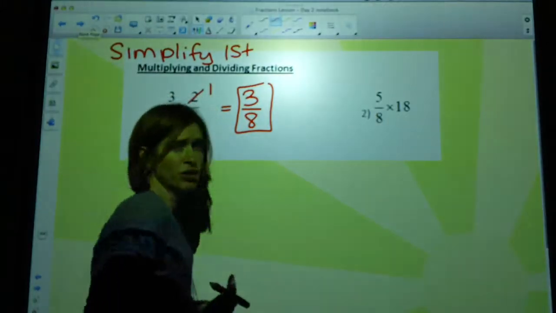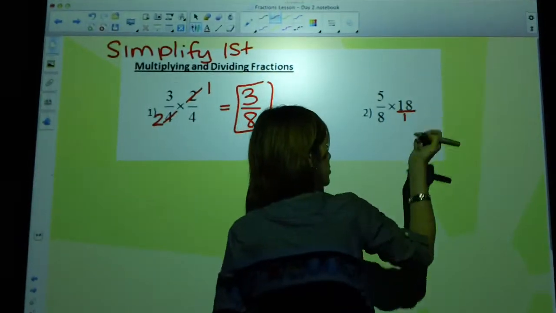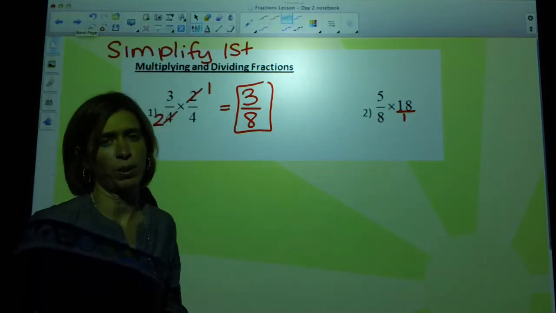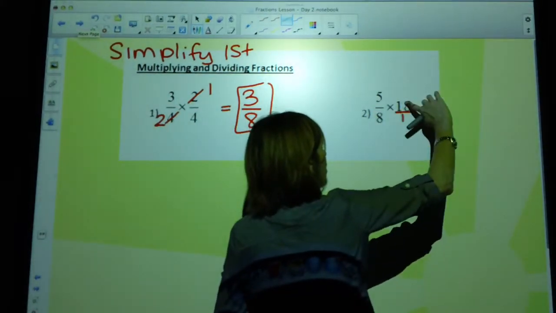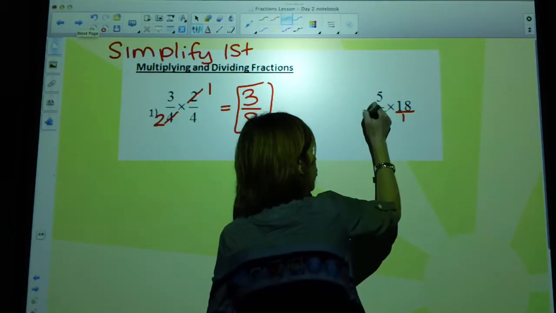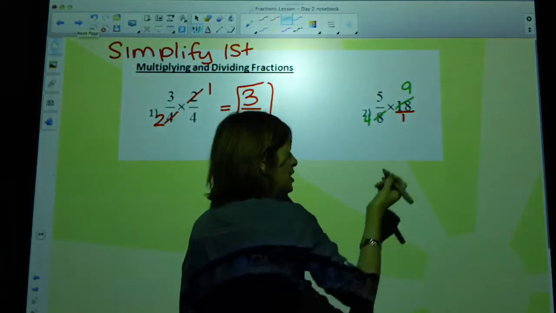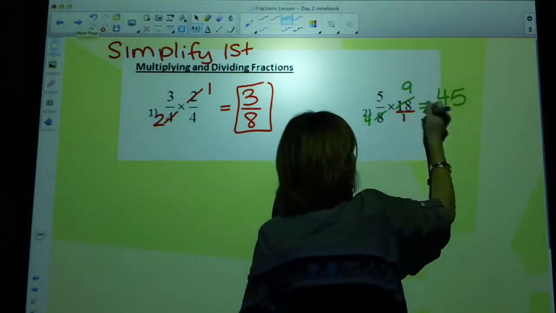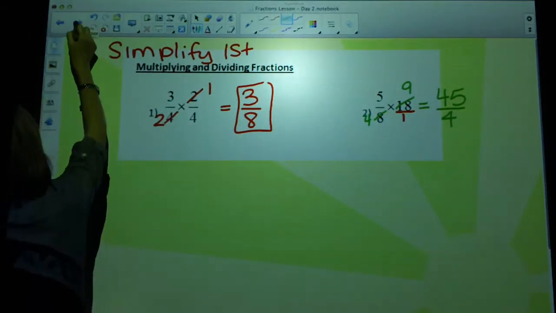All right, we can get a little trickier when I give you a fraction times a whole number. Easy if you put it over 1. So first, write the whole number over 1, and then we simplify, then multiply. So I look to see if there's any way I can cancel. And 8 and 18 do have some common factors. 2 goes into 8 4 times, and 2 goes into 18 9 times. Now I've simplified, so now I can multiply across. So 5 times 9 gives me 45, and 4 times 1 gives me 4. Simplify, then multiply.